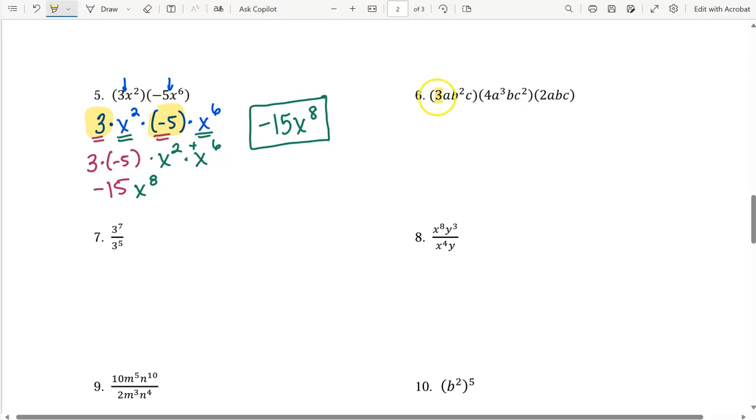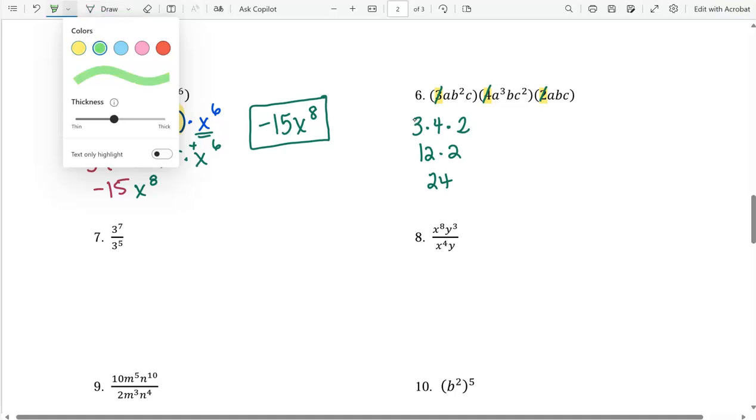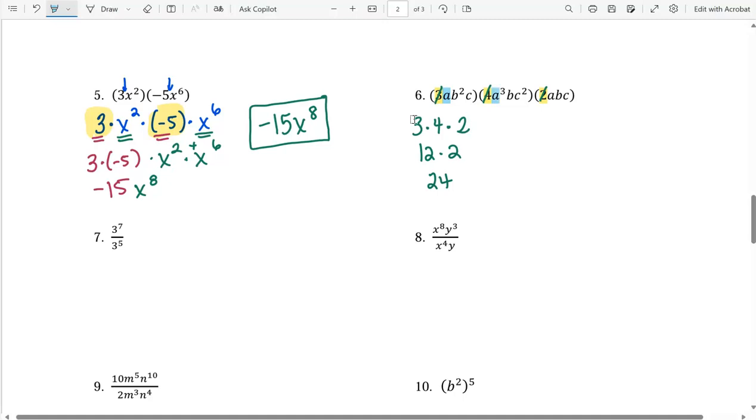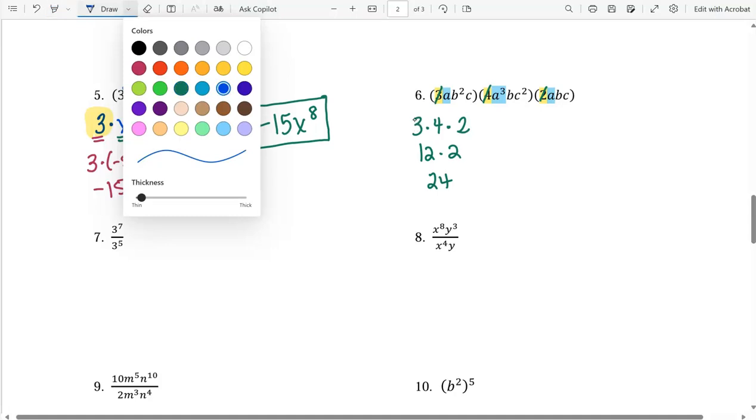Starting off with my numbers, I have a 3, a 4, and a 2 that can all get multiplied together. 3 times 4 is 12. 12 times 2 is 24. That takes care of my numbers. Now, I can only combine the ones that have the same base. So next, I would have my a's, a cubed, and another a that all have the same base.